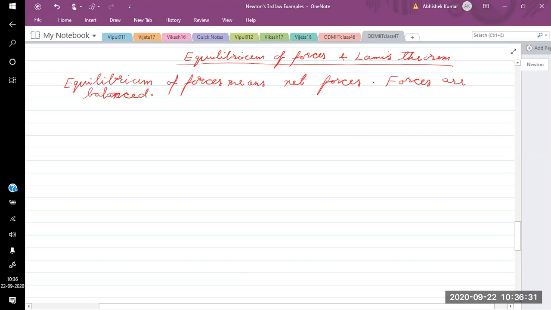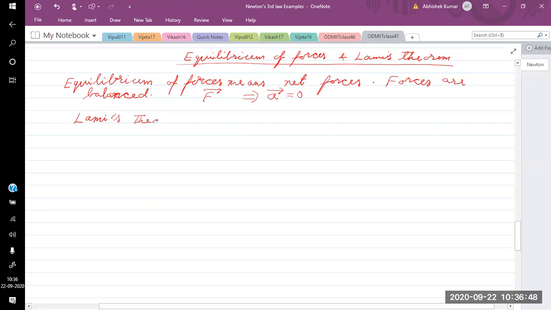So what will happen in this case? If F is zero, then acceleration will be zero. So the system is not accelerated in this case. Okay. Now we will see what is Lami's theorem, how it is related with this concept, and we will discuss Lami's theorem.